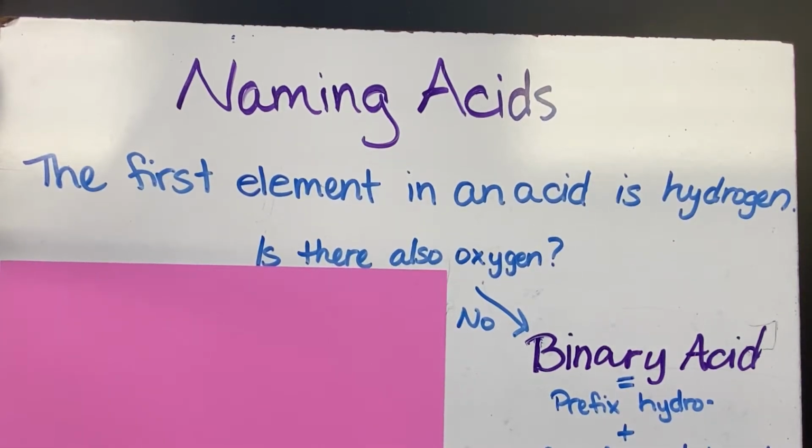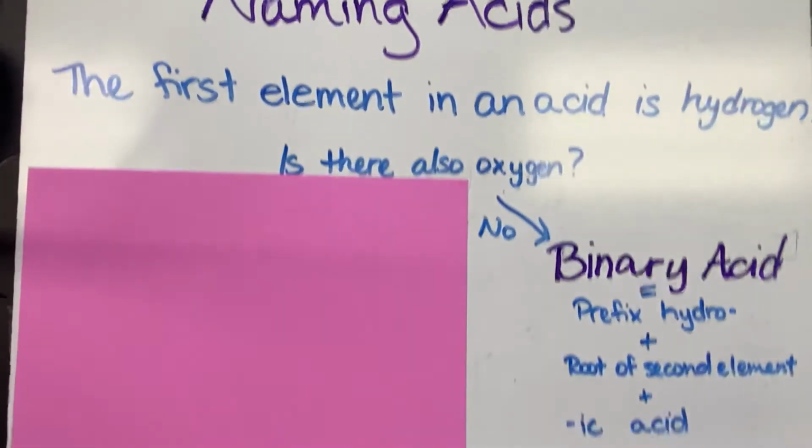In this video, we're going to be talking about naming acids. So in this class, in General Chemistry 1, any compound where the first element is hydrogen will be an acid. So the first element in an acid is going to be hydrogen. The next question we need to ask ourselves is, is there also oxygen? If we answer no, that means we need to follow our binary acid naming conventions.